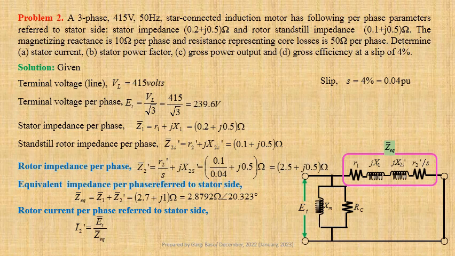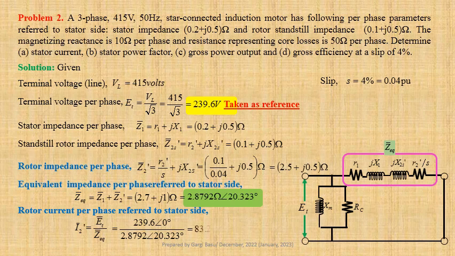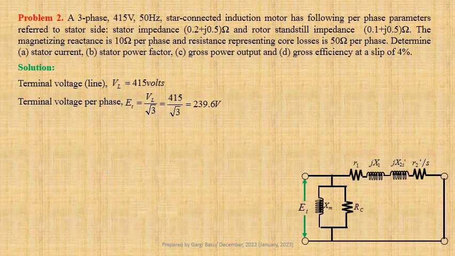Taking terminal voltage per phase Et as reference, we get I2' equals 239.6 at an angle 0 degree divided by 2.8792 at an angle 20.323 degree. That gives us 83.21756 ampere at an angle minus 20.323 degree.